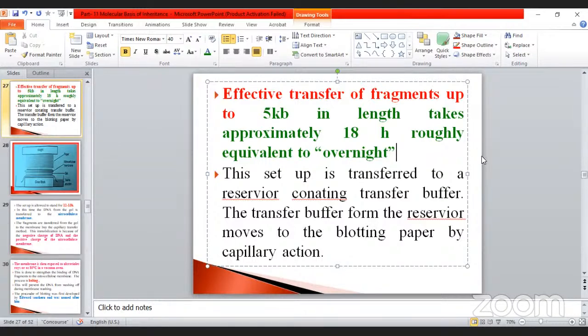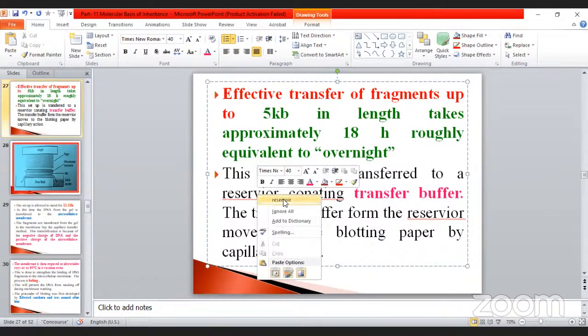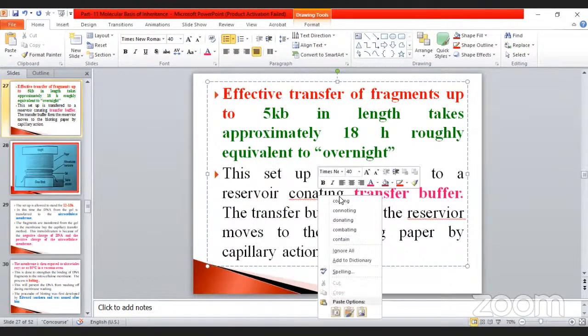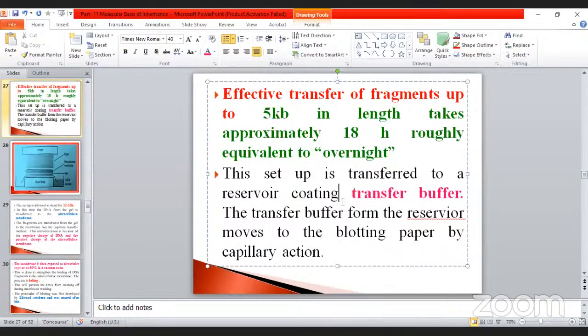The setup is transferred to the reservoir containing transfer buffer. This I have already told you. Buffer. What is meant by buffer, my dear? What is meant by acid? What is meant by base? Ajay? So, what is meant by acid? What is meant by base? What is meant by buffer?